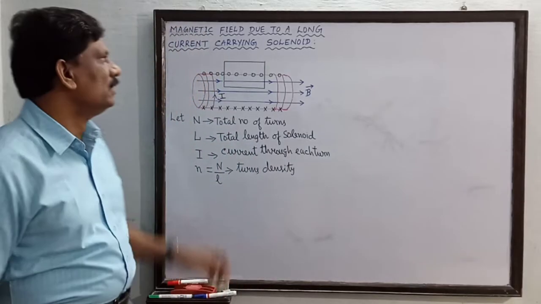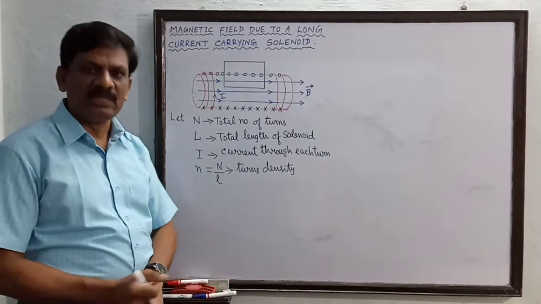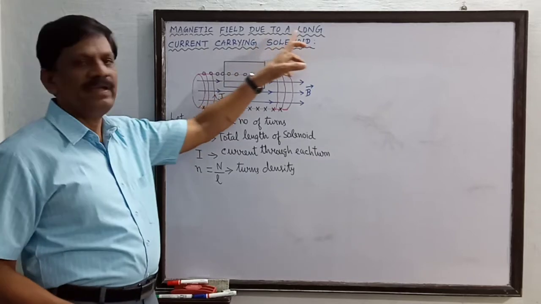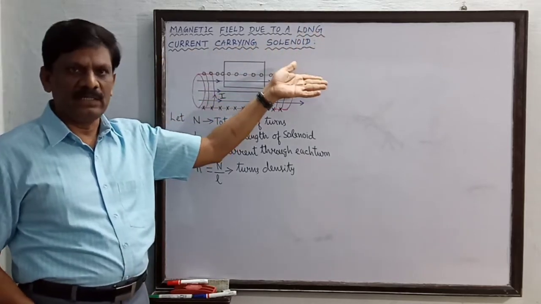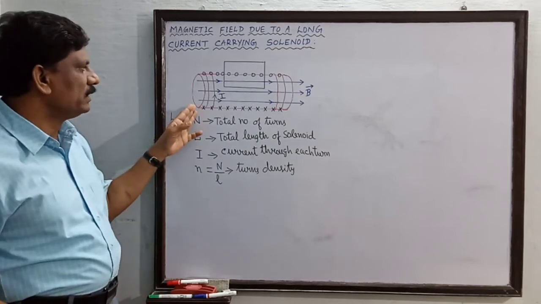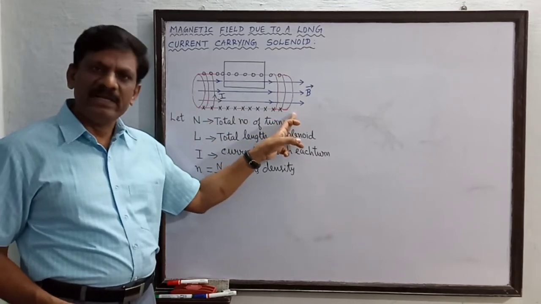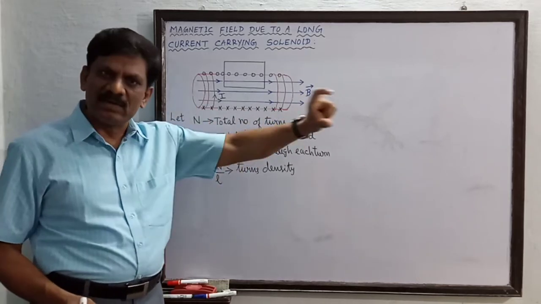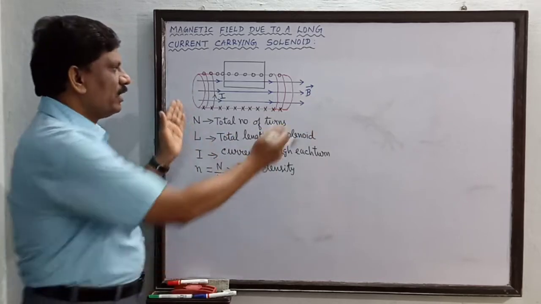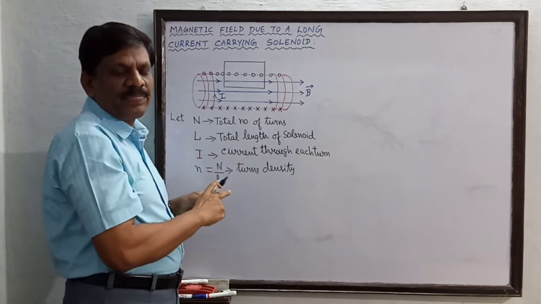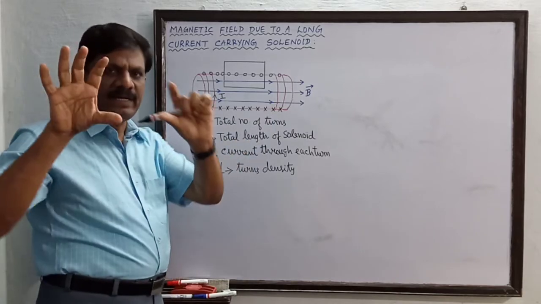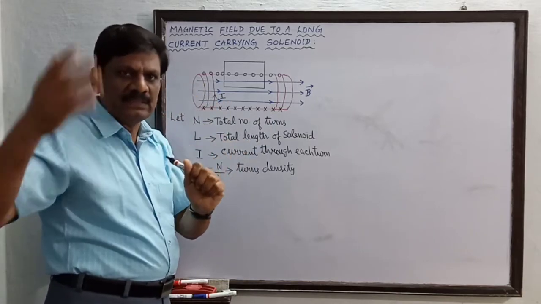Hi students, now we are going to derive an expression for the magnetic field due to a long current carrying solenoid. So in this picture we can see a solenoid which is kept in the horizontal direction. This solenoid consists of so many circular turns. So you have to imagine that a solenoid is having so many circular turns.